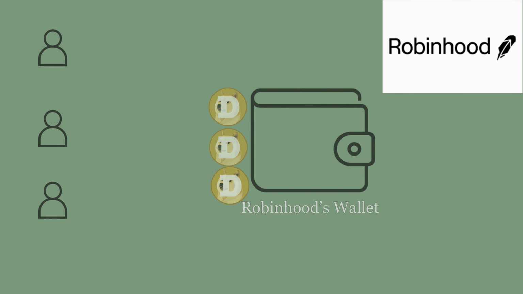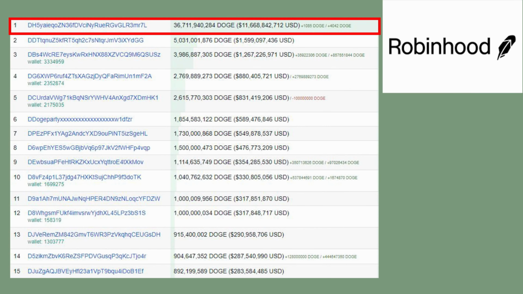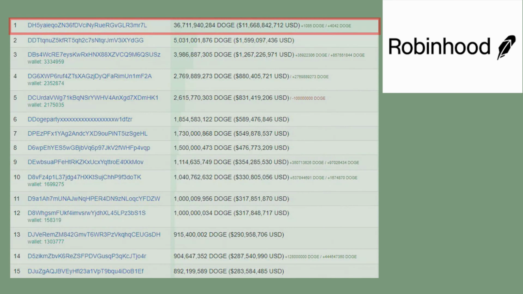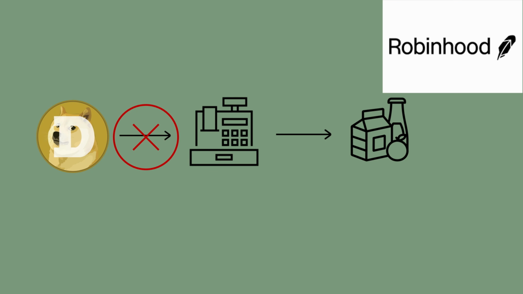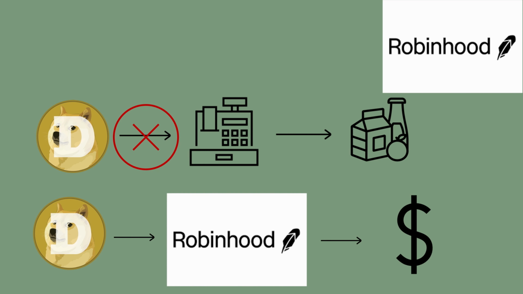At this time, we actually believe that the biggest Dogecoin wallet belongs to Robinhood. The downside to this is that you will not be able to use Dogecoin in any payment form, as Robinhood holds all your tokens and you just hold a share. So you would only be able to get USD back out through Robinhood if you wanted to do anything with your Dogecoin.